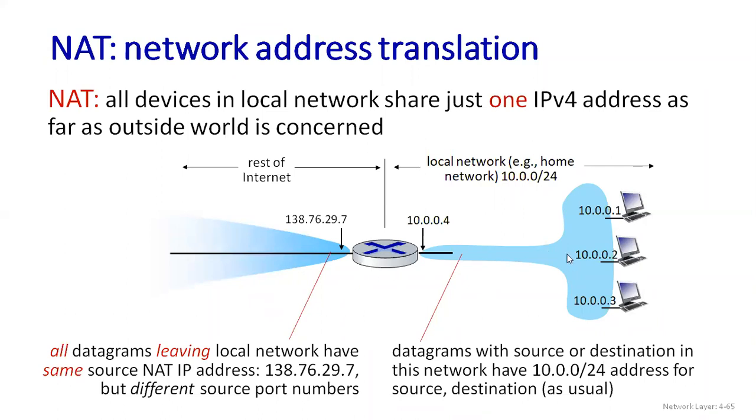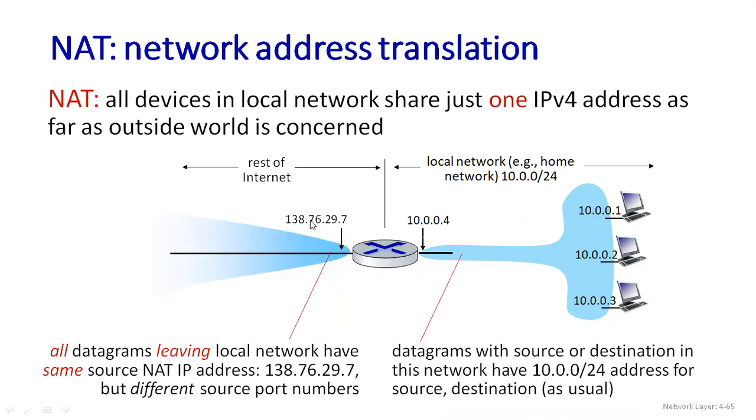So what will happen when a datagram is sent from your source to any destination on this side? It will have an IP address. That IP address is known as your NAT IP address, which will have some different source port numbers. Because if all of 1, 2, 3 want to send datagrams at the same time through this router, then all the outputs have to be taken care of by only this IP address, right?